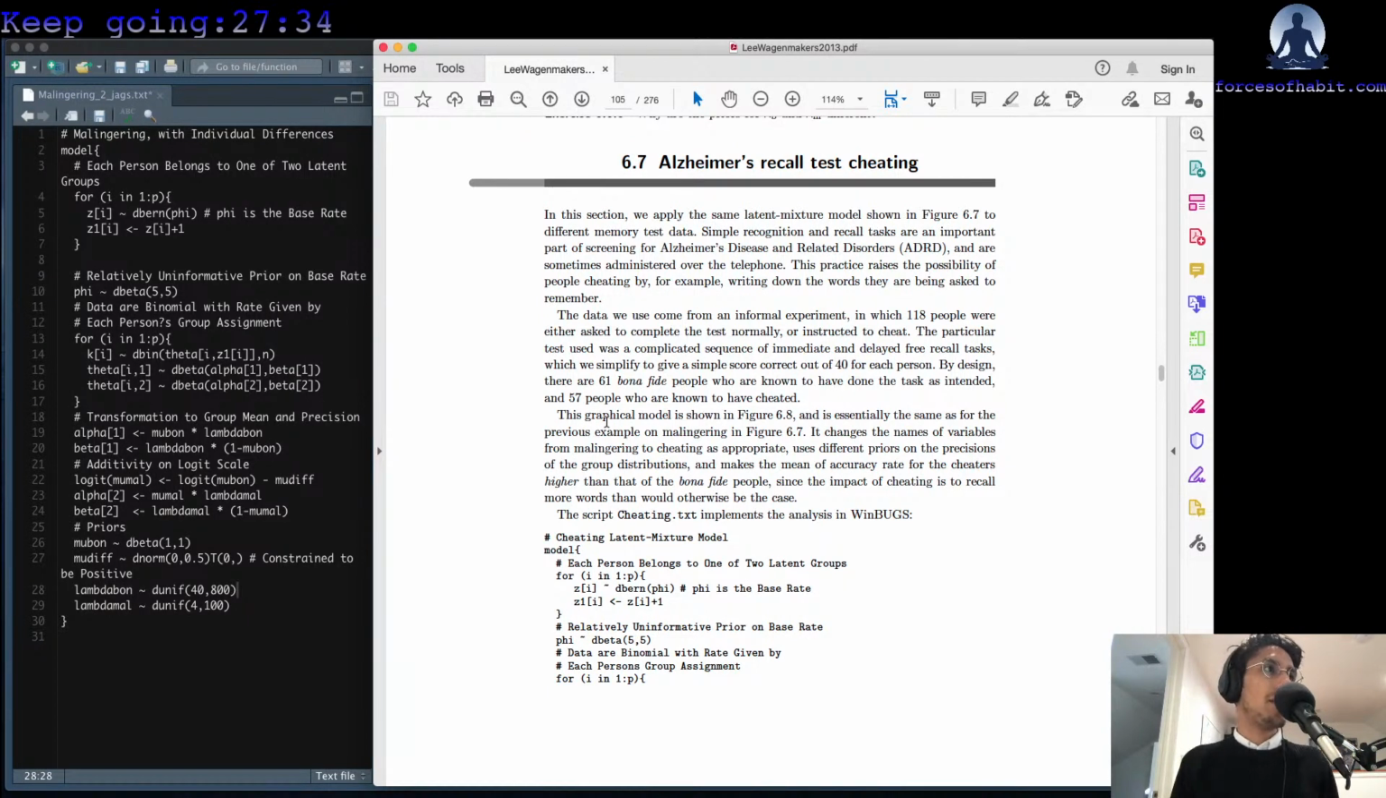The practice raises the possibility of people cheating, writing down the words they're being asked to remember. So this data come from an informal experiment in which 118 people were asked to either complete the test normally or instructed to cheat. The particular test used a complicated sequence of intermediate and delayed free recall tasks, which we simplify to give a simple score out of 40 for each person. By design, 61 bona fide people who are known to have done the task as intended, and 57 who are known to have cheated.